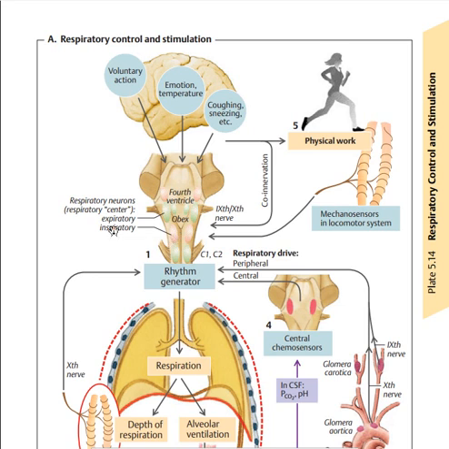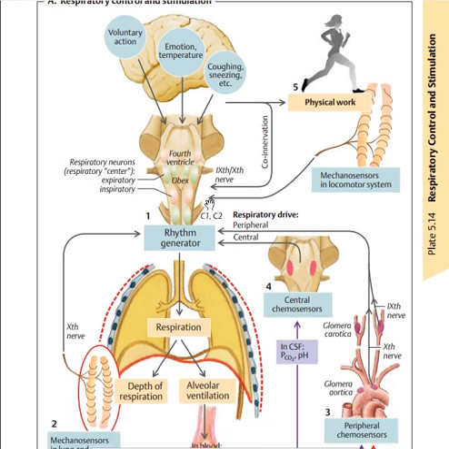The inspiratory center is located at the dorsolateral portion, while the expiratory center is located at the level of the ventral portion. So we have the dorsolateral portion of the brainstem having the inspiratory center, and the ventral portion having the expiratory center. Now let's see the mechanism and control of respiration from the respiratory centers.